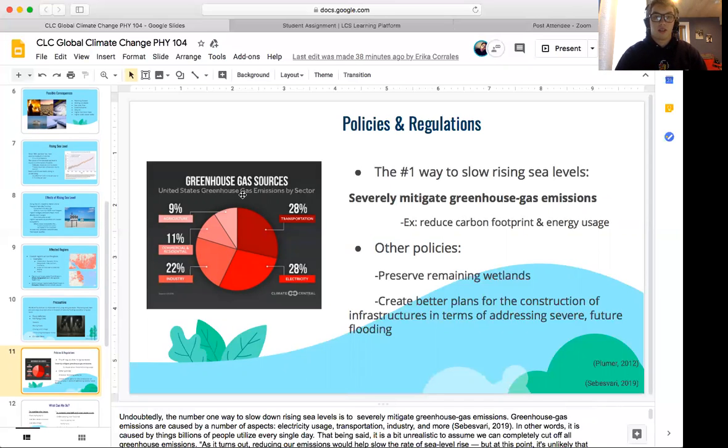And as you can see in this diagram, greenhouse gas sources are agriculture at 9%, commercial and residential at 11%, industry at 22%, electricity at 28%, and then transportation is the highest at 28%.